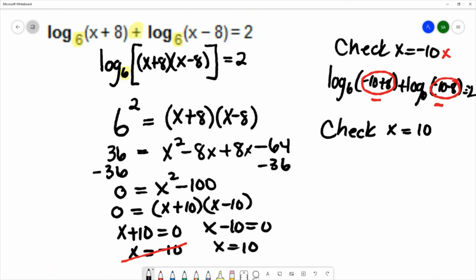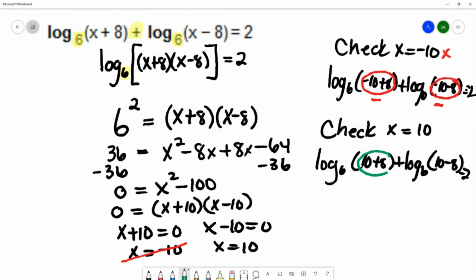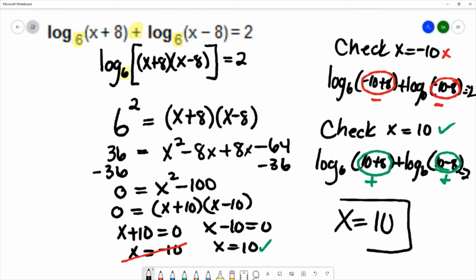So we'll check x equals 10. We have log base 6 of 10 plus 8 plus log base 6 of 10 minus 8 equals 2. 10 plus 8 is a positive. 10 minus 8 is a positive. And so we're going to be able to keep that solution of x equals 10. So the only solution we have for this logarithmic equation is x equals 10.